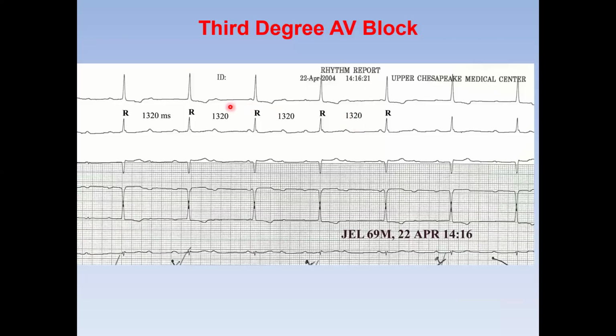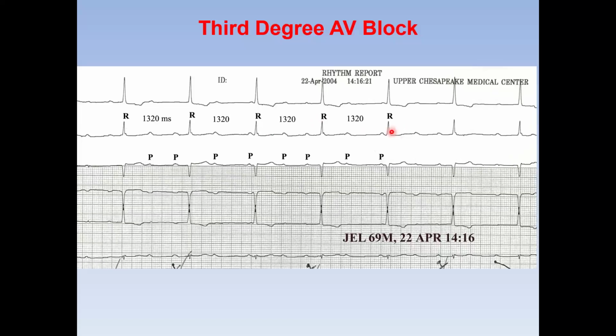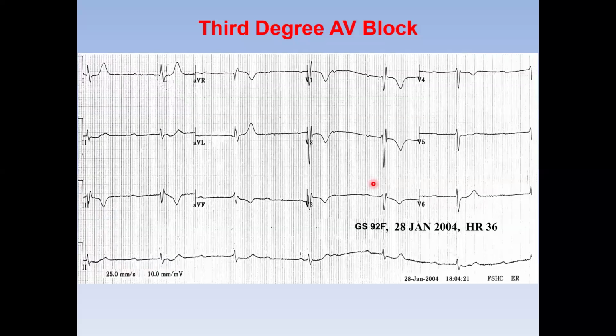So you can see this RR interval is regular, same patient, and the P and QRS have no relation. And the rhythm strip is much better when you do the timing.